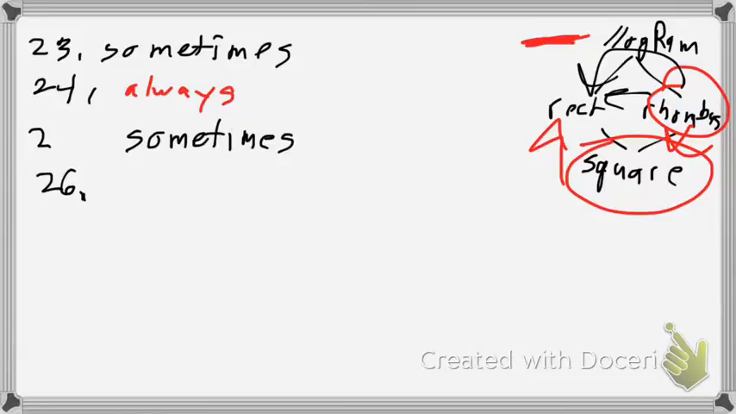26, the diagonals of a parallelogram are perpendicular. Okay, what type of parallelogram has perpendicular diagonals? And that would be a rhombus. A rhombus's diagonals are perpendicular. Again, not all parallelograms are rhombi, but all rhombi are parallelograms. So we're going to go sometimes there.